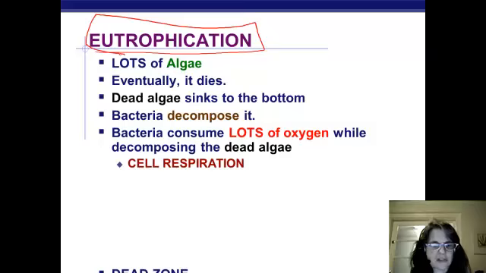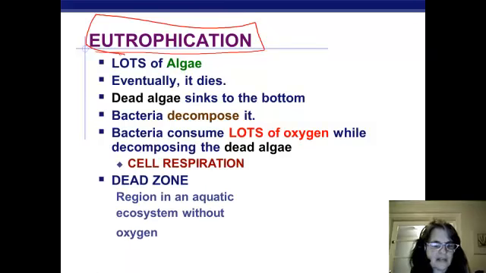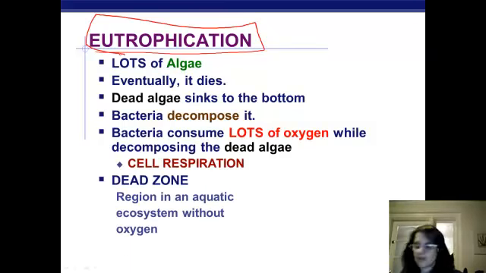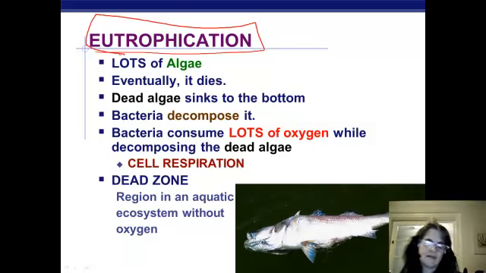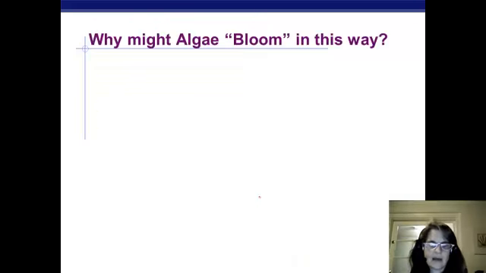So this is what I just talked about. Dead zones are caused by eutrophication, and that's a big concern in the Chesapeake Bay. When you have a dead zone, the bacteria decompose the dead algae and basically suck all the oxygen out of the water, so the fish suffocate. Not a happy thing.